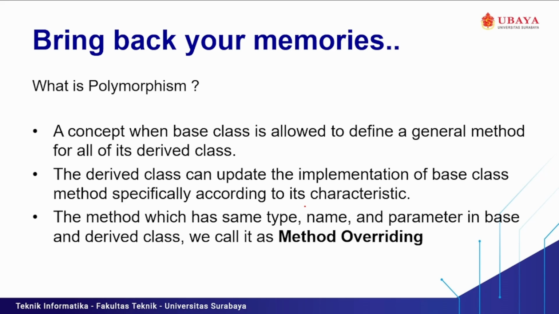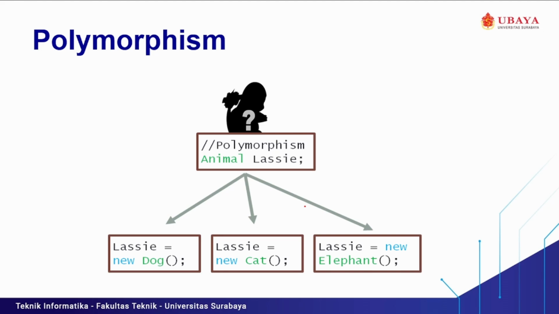The method which has the same type, the same name, the same number of parameters, and the same type of parameters in both the base and derived class, we often call method overriding. In our previous video about the person class and also the lecturer class, whether you noticed it or not, we already did the polymorphism part. If you remember, we have the add details methods, right? We'll go into much more detail later on. But first, let's look at this illustration.